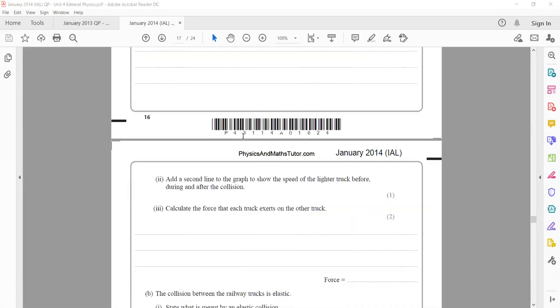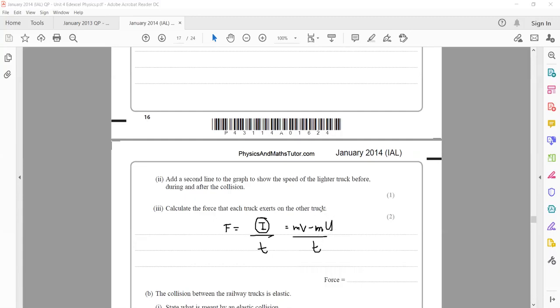The next part of the question: calculate the force that each truck exerted on the other. Whenever there's a collision, the change in momentum of object 1 will be the same as the change in momentum of object 2. So we can find the impulse of any object. Force is equal to impulse divided by time. How can we find the impulse? Impulse is a change in momentum, so it is mv minus mu, divided by time.